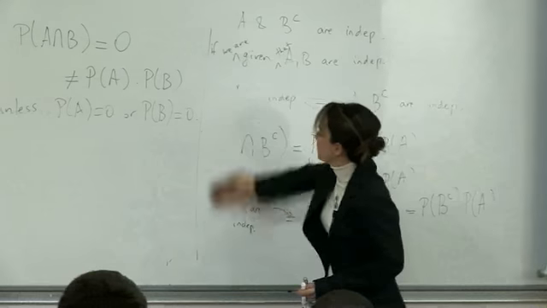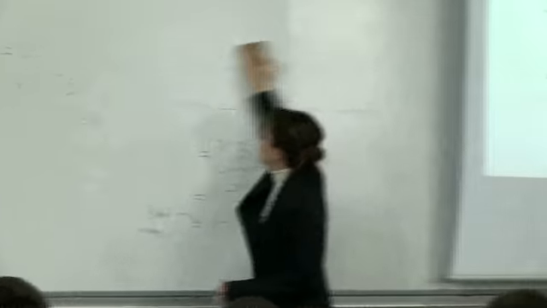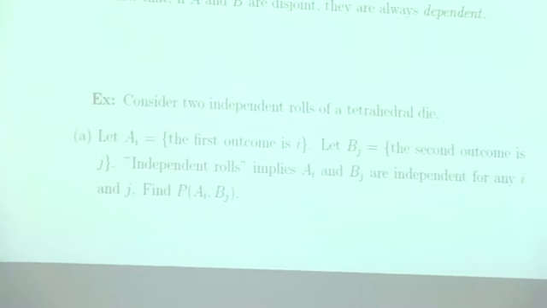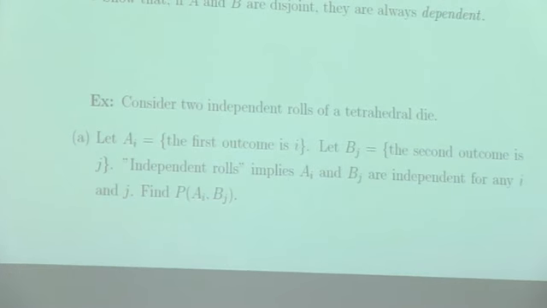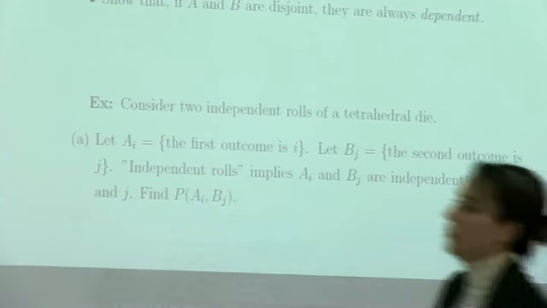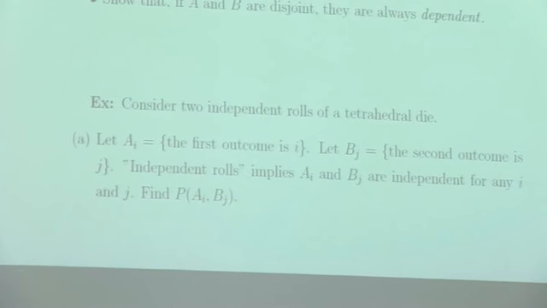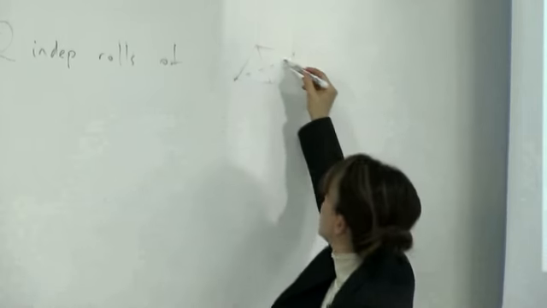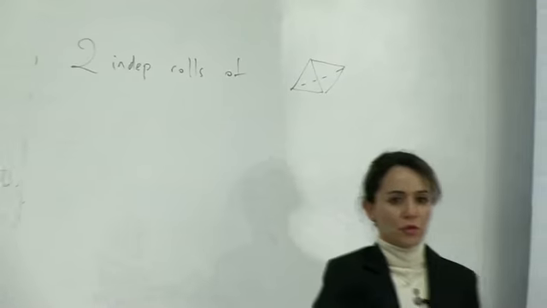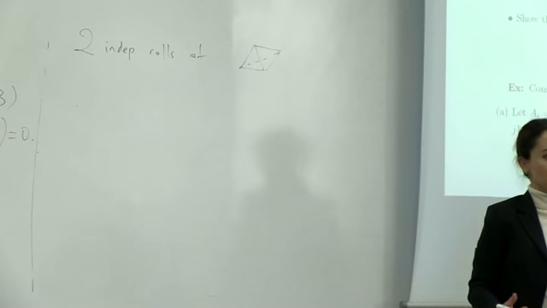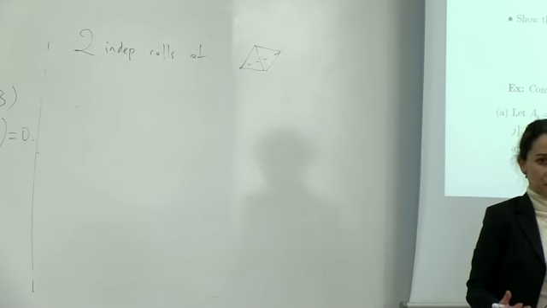In the next example, we have two independent rolls of a tetrahedral die. By now we all know what a tetrahedral die is. It's a four-sided die. Two independent rolls means that the result of the first roll does not affect the result of the second roll.